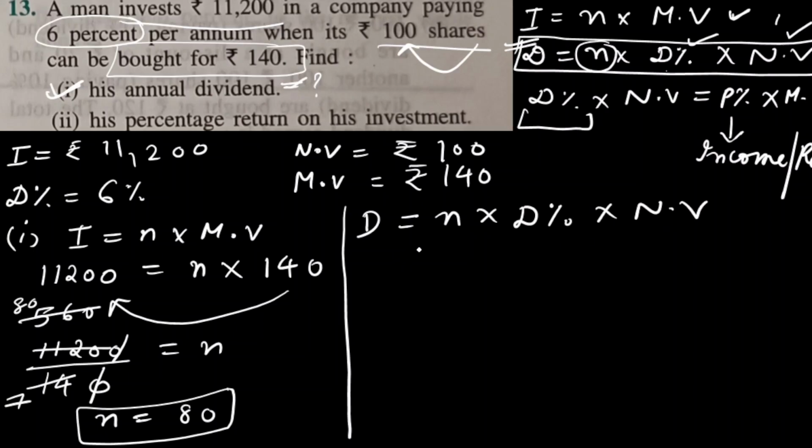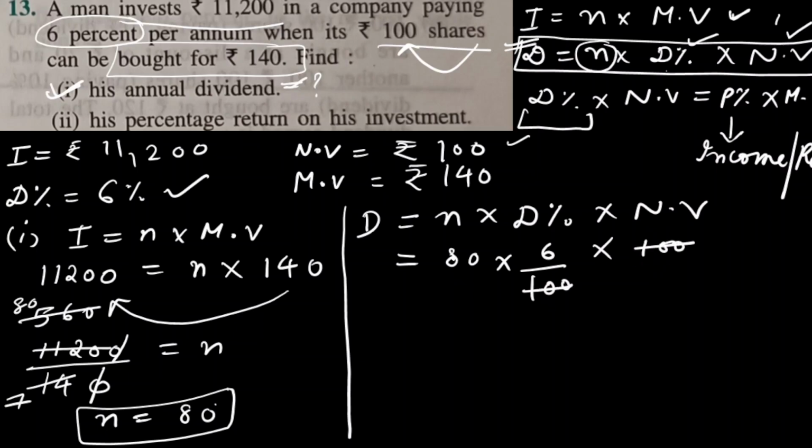So now we just have to do direct substitution. Number of shares we have found. Number of shares is equal to 80. Then dividend percent is given to us, 6%, which is equal to 6 by 100. Nominal value is equal to 100. This is also given to us.